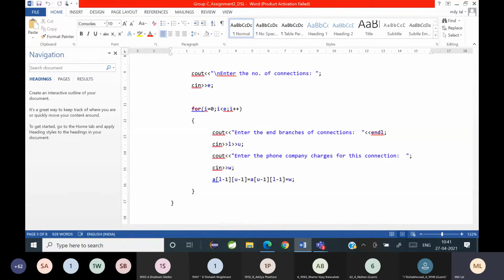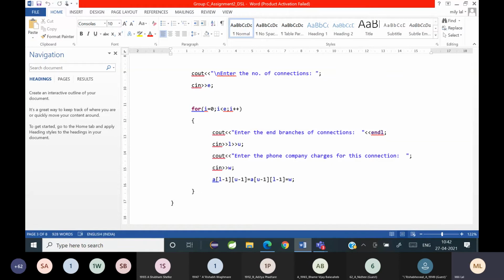of connection. It means you are saying there are 7 edges, but between which vertices are these edges? That is what this particular statement is saying: enter the end branches of connections. Can you all hear me? Yes, ma'am. Okay. So enter the end branches of connection means you are entering the vertices between which the edges will be there.